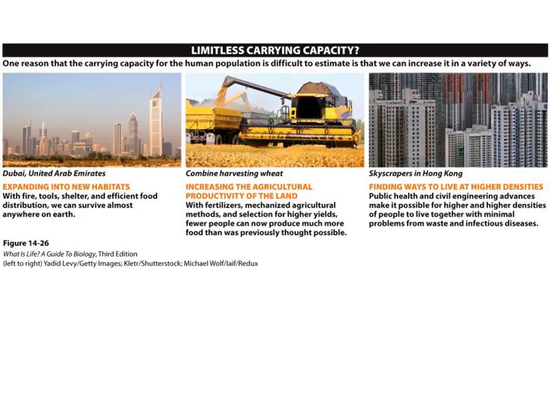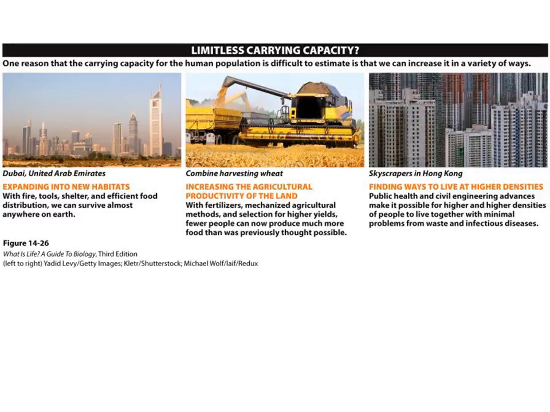In particular, the three that you should know is, number 1, we expand into new habitats. So with fire, tools, shelter, and efficient food distribution, we can survive almost anywhere on Earth now. Number 2, we increase the agricultural productivity of the land. We just went through that example. Number 3, we circumvent the problems that usually accompany life at higher density.